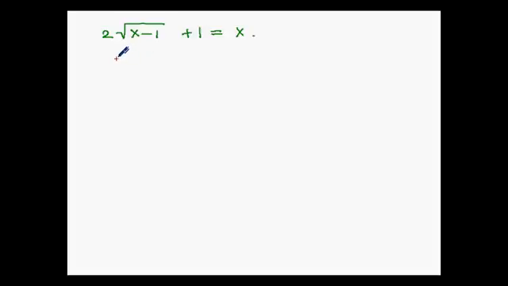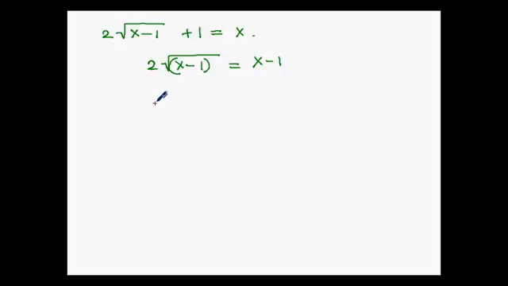So let's isolate the radical on one side. To do that, the first step would be to add 1 on both sides, which gives me 2 radical x minus 1, the entire thing under the radical, is equal to x minus 1. Then I can square on both sides.